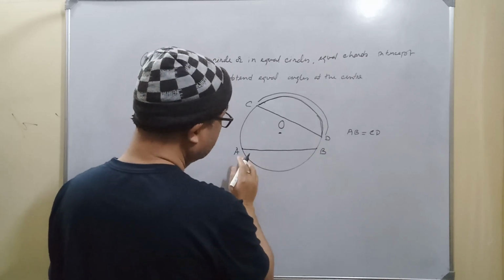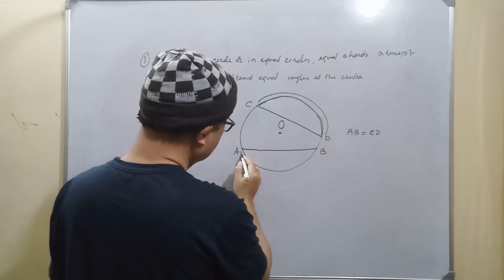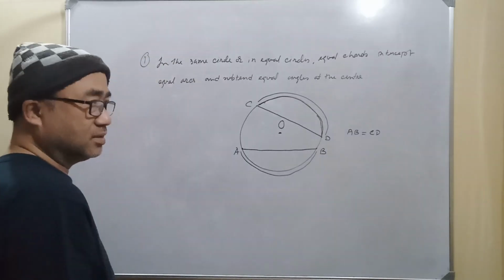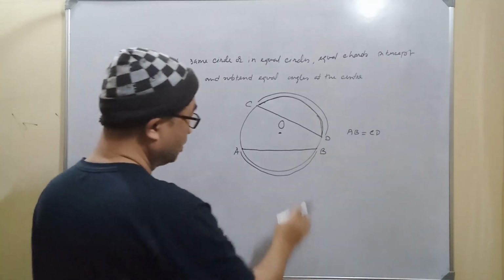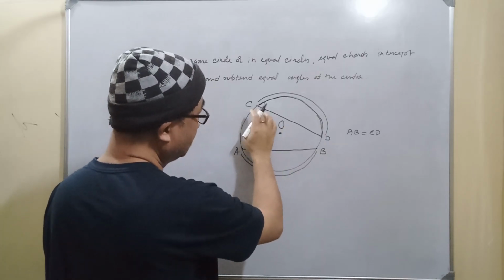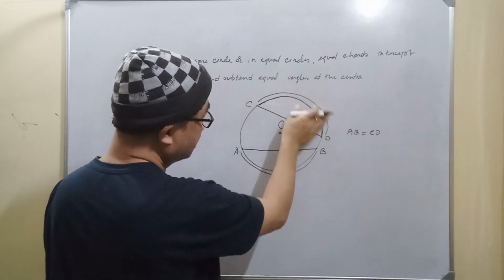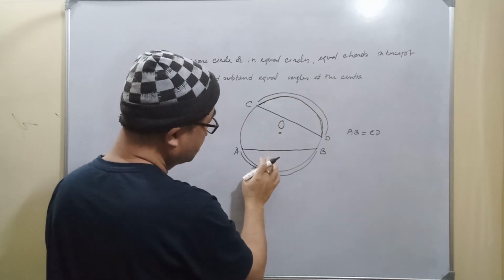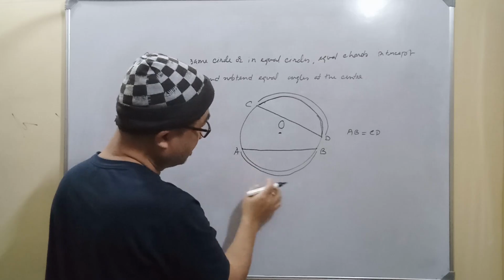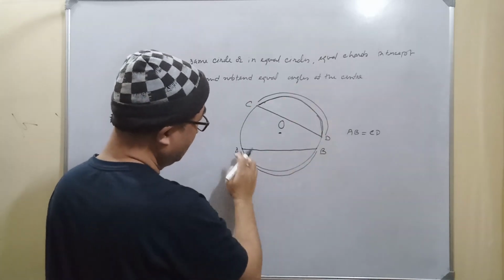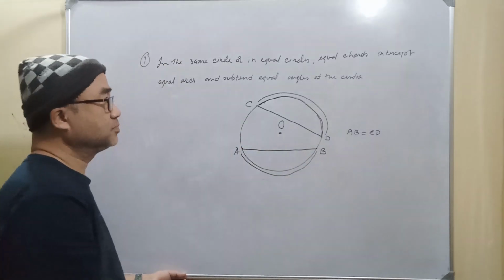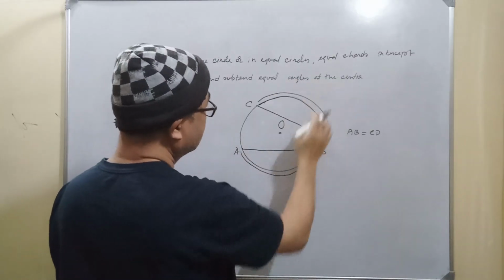What is the arc intercepted by AB? Right? Because this is the center and we are taking the arc of this chord in this direction. So it is on the opposite side of the center. So we have to take the arc in this direction. So these two arcs CD and AB are equal. That is the property. And subtend equal angles at the center.